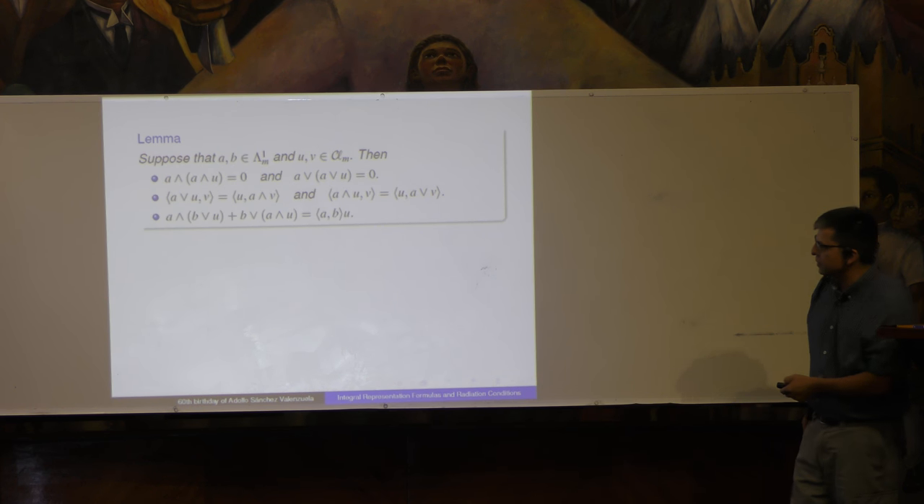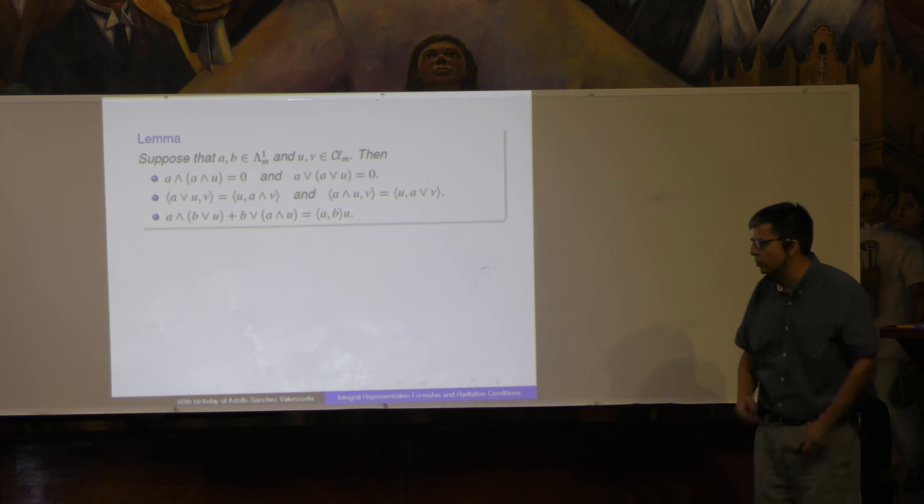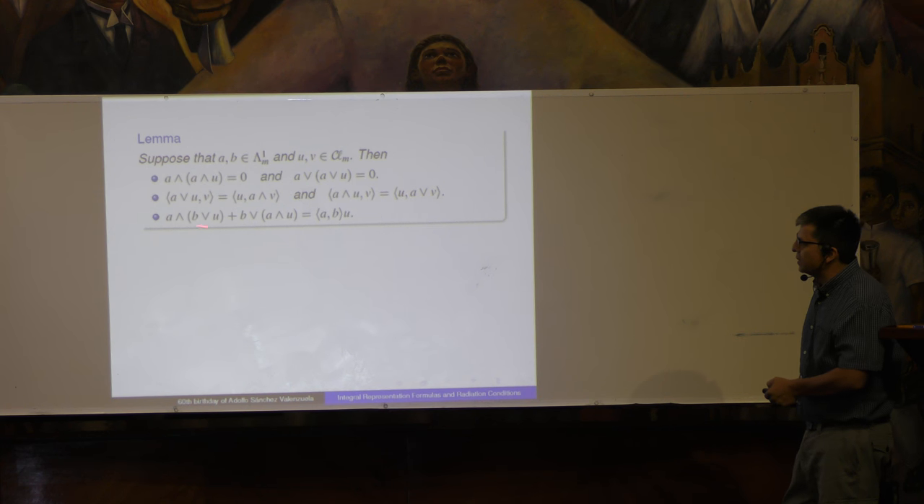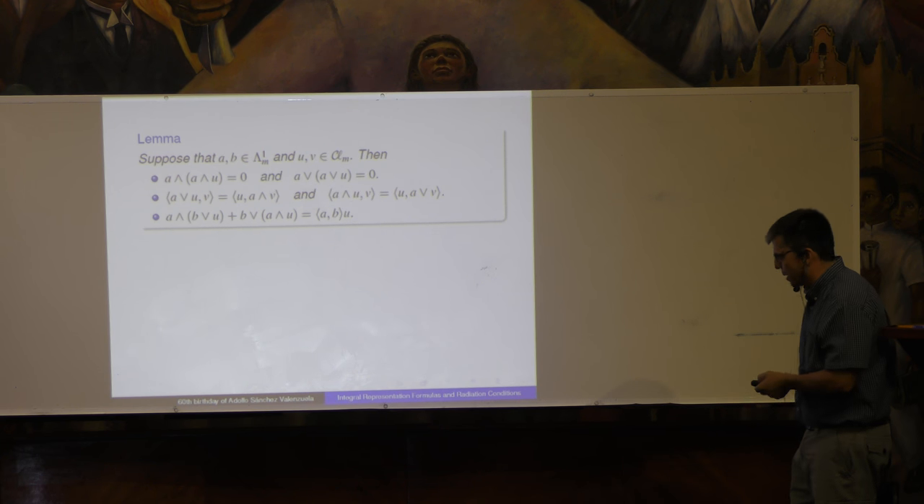And the next property is when we do a little bit of geometry. We take two vectors. First, we do the exterior product, then the interior product. I'm sorry, the interior, then the exterior with A, with B and A, and the same thing, but first with the exterior, first A and now B. And we have that this is equal to the inner product with U. This is just linear algebra, but it's going to be important.